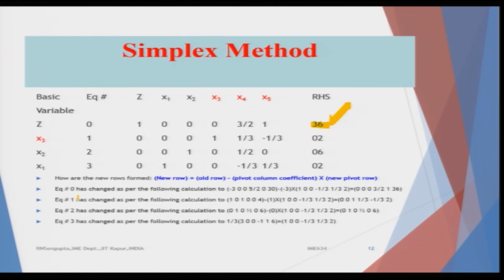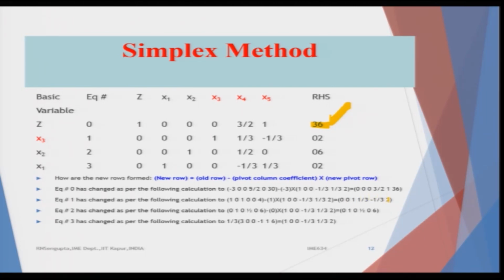When I go to equation 1, which is for plant 1 or constraint 1, that will change according to the concept, where the old row was 1, 0, 1, 0, 0, 4 minus 1. This minus 1 is basically the pivot column's corresponding element, which is 1, and the pivot row, which is fixed, is given as 1, 0, 0, minus 1/3, 1/3 and 2, and the final vector which you get. This is what is interesting, and pay attention to the particular values.